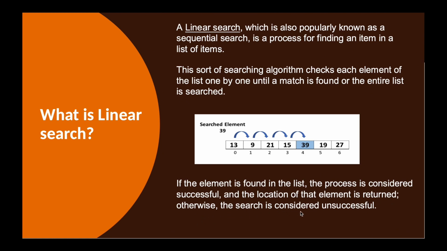Otherwise, the search is considered unsuccessful. So if the search begins from the element 13 and moves round through all these elements and is not able to locate 39, let's say there is no 39 here, or we are searching for 10 and there is no 10 here, and the program runs through the whole array and does not see any 10, then it means that it is unsuccessful. The search element or search key you are looking for is unavailable. Therefore, the system will also tell you that it is unavailable.